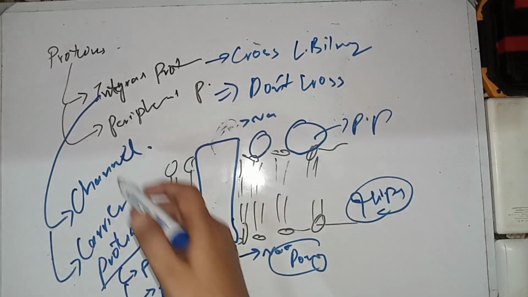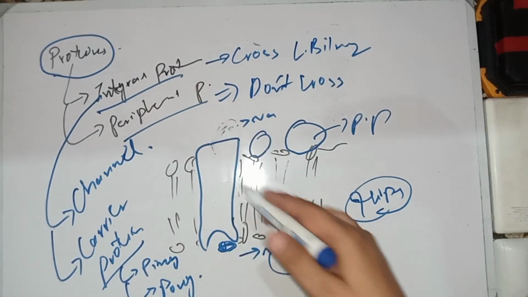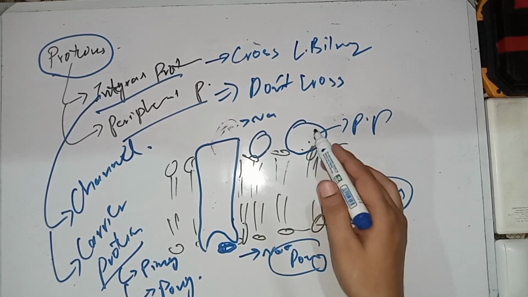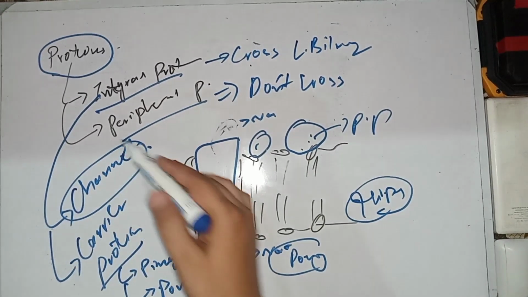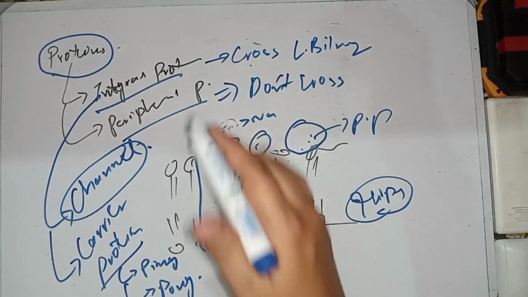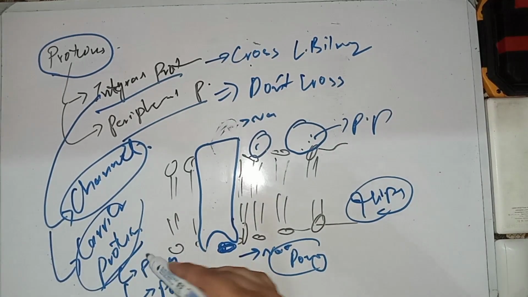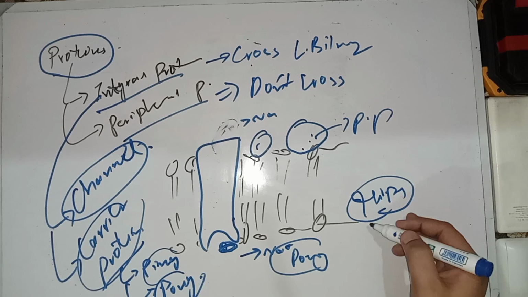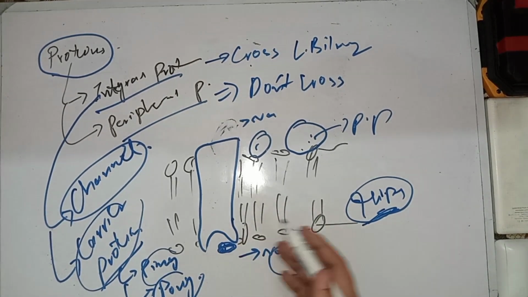So proteins in the cell membrane are of two categories: integral protein and peripheral protein. Integral proteins cross the cell membrane, while peripheral proteins are attached at the periphery. These integral proteins can be channel proteins, which exist in the form of a channel and allow the exchange of materials, or they can be carrier proteins. Carrier proteins exist in two states, ping state and pong state. They flip back and forth between these states and transfer the materials across the cellular membranes.